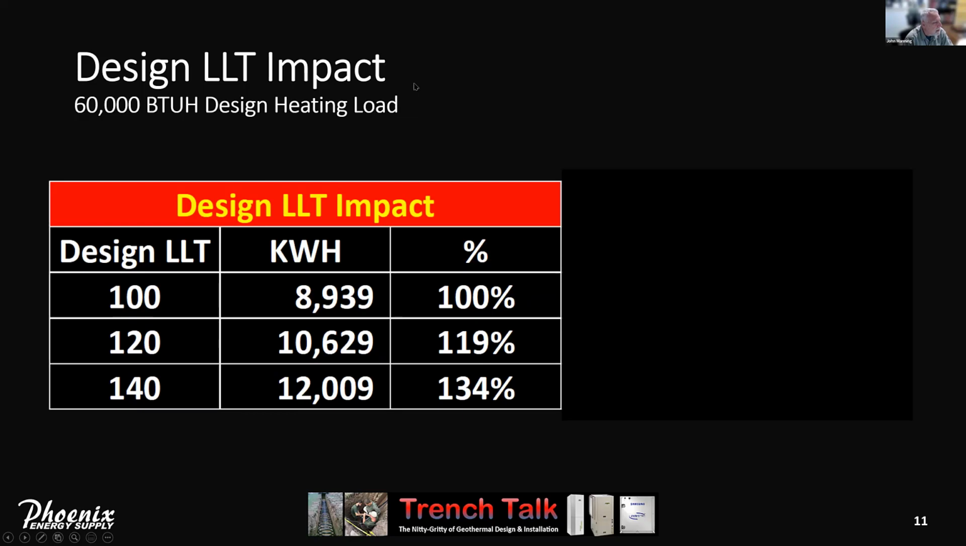Let's look at it from an energy consumption standpoint. What do different design leaving load temperatures mean? If I can keep the leaving load requirements down to 100 degrees, roughly 9,000 kilowatt hours for a 60,000 design heating load. If I have to push that temperature up to 120, I'm increasing it by 19%. If I push it up to 140, I'm increasing the energy consumption by 34%. Very sensitive.